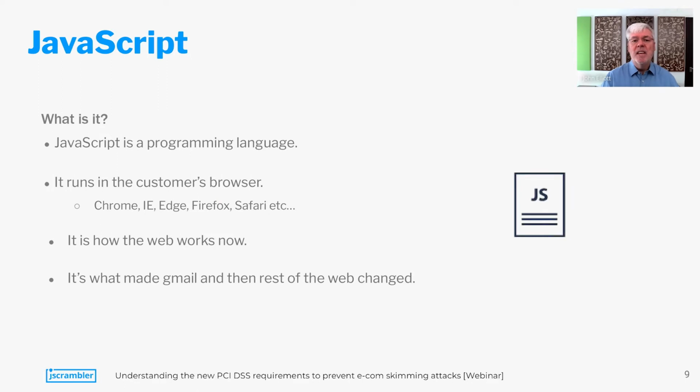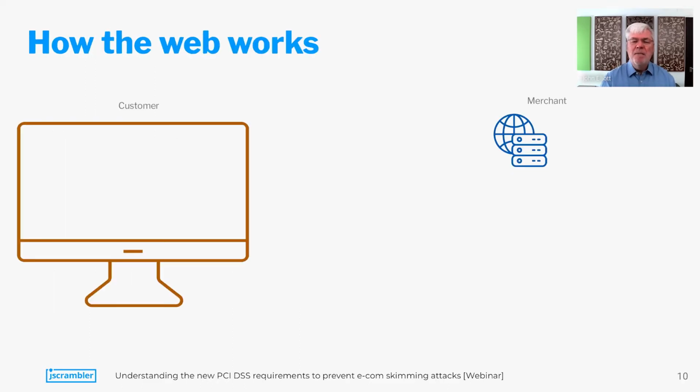These attacks exist because the web changed from being a static environment that just displayed text and pictures, to an interactive one based around the JavaScript programming language. And that language is interpreted in every single browser. JavaScript is what allows Gmail and basically everything else to act as fully interactive applications, and now why we see single-page applications.